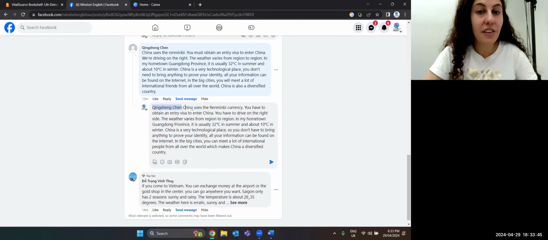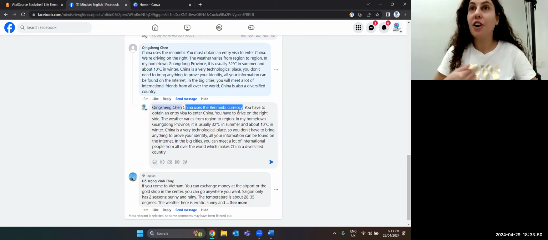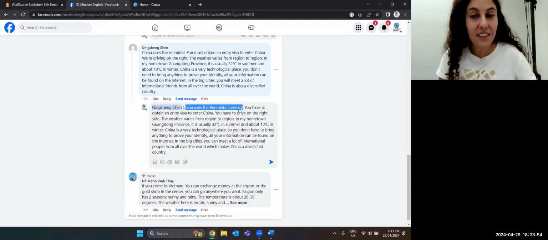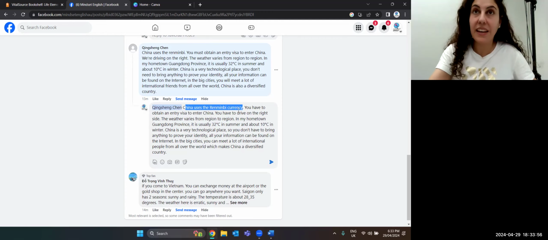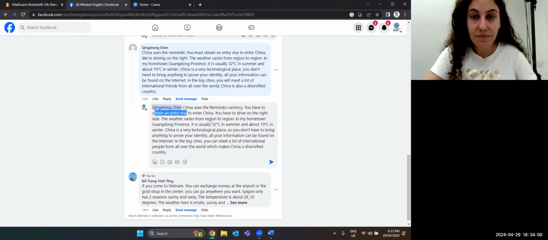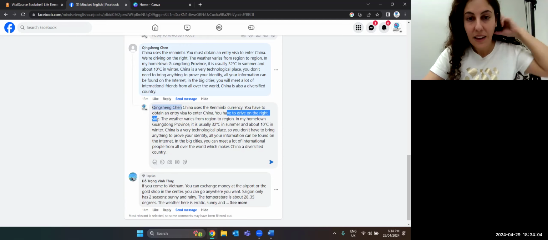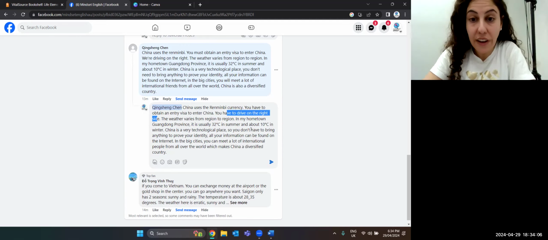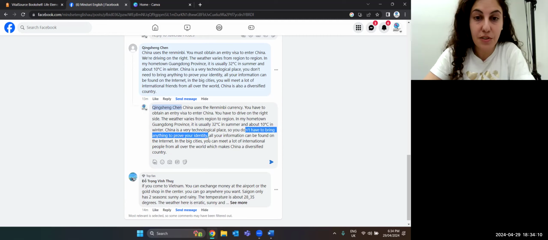Okay, good. So we know China uses the renminbi currency. So I know I have to change my Australian dollars to the renminbi currency. I know I have to obtain an entry visa. I know I have to drive on the right-hand side. I don't have to. I like the negative. I don't have to bring anything to prove my identity because all your information can be found on the internet.